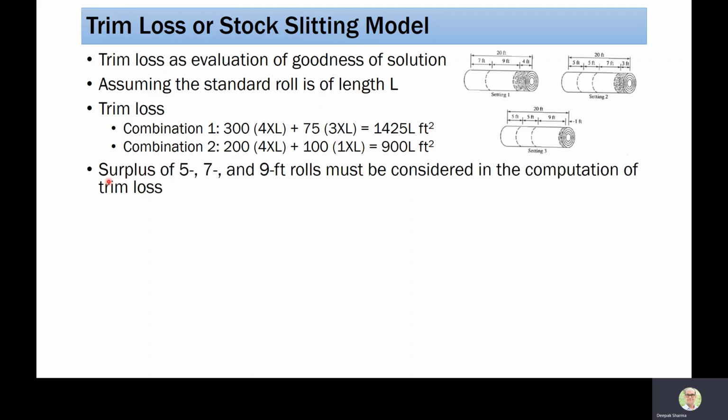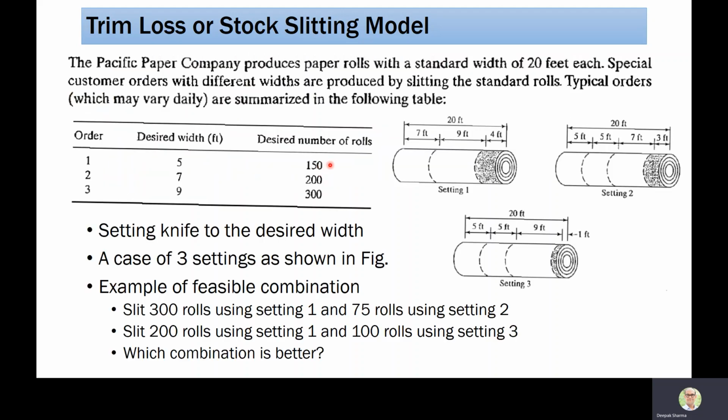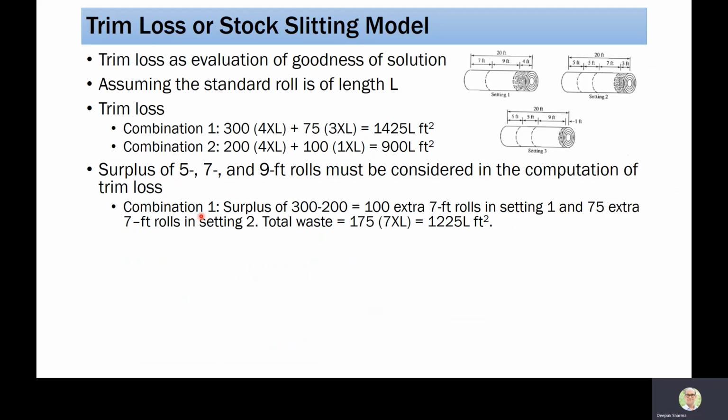Now the point is, when we are going to take any of the combinations, whatever be the surplus amount of 5, 7 and 9 feet rolls, that should also be considered as trim loss. Meaning that if we are going to make more than 150 of 5, this is waste for us. Similarly, if we are going to get more than 200 rolls of 7, so above 200 is the wastage. Similarly for 9 feet roll. So in this case, let us take combination 1.